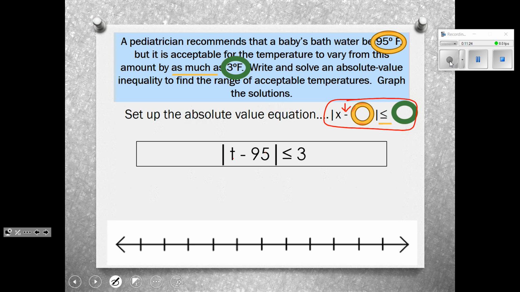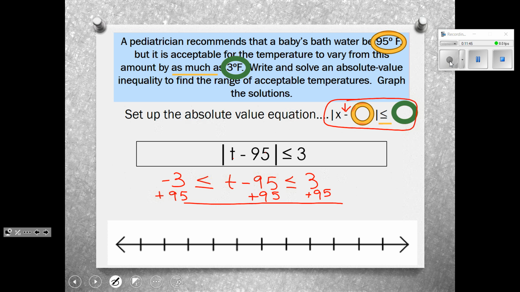Now, as we learned, we write T minus 95 is less than or equal to 3. I can write my second equation by just adding it here to the other side. The T is not by itself in the middle, so I add 95 to all 3 parts. And when I do that, we get the answer that we thought we should, where the range of the temperature is between 92 and 98.